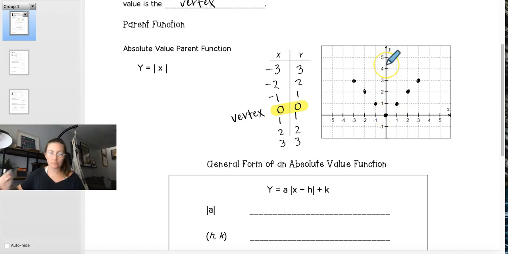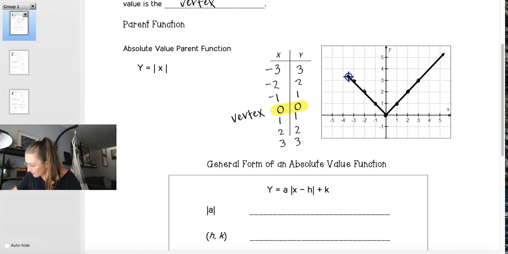All right, let's go ahead and connect our dots, and make sure we put arrows on both ends, because this does continue in both directions forever and ever. Okay, so this is the parent graph. It will look like this every single time. If it's y equals absolute value of x, this is the graph. Know that it looks like a V.